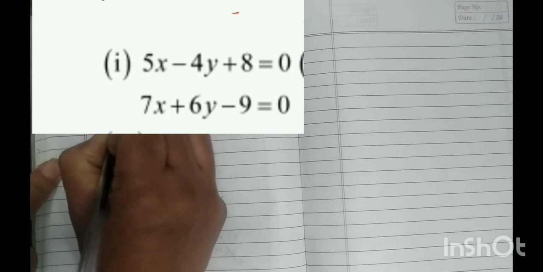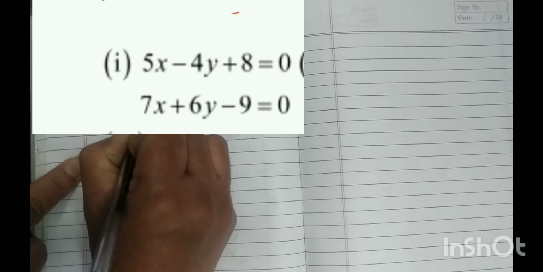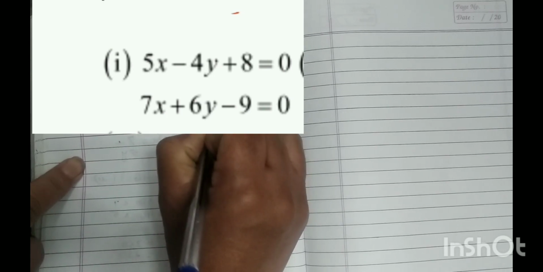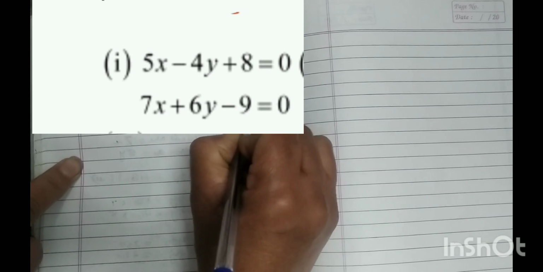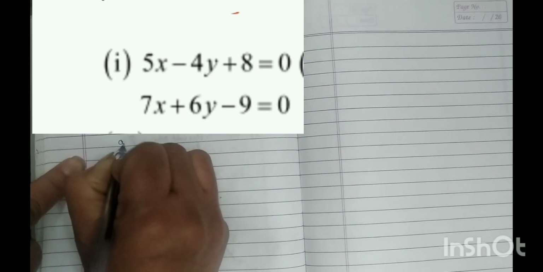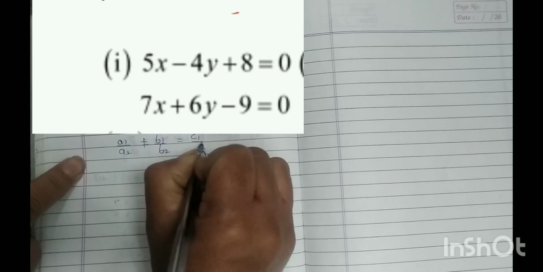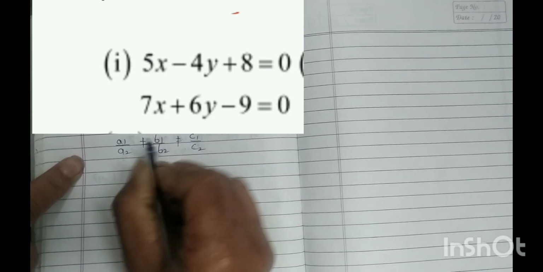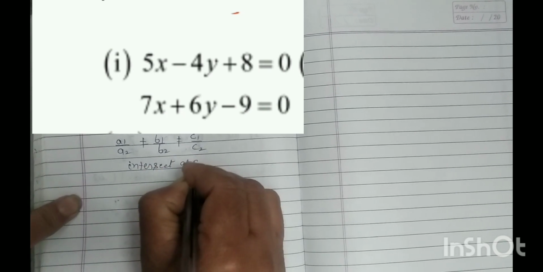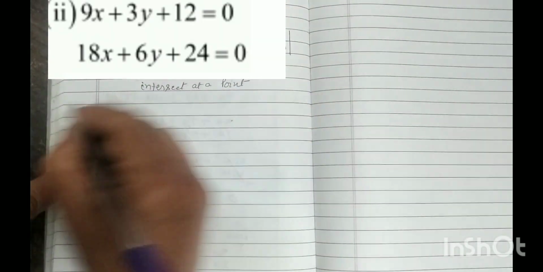A1 upon A2, that is 5 upon 7. B1 upon B2 equals minus 4 upon 6. C1 upon C2 equals 8 upon minus 9. A1 upon A2 is not equal to B1 upon B2, which is not equal to C1 upon C2. So these lines intersect at a point in a graph.